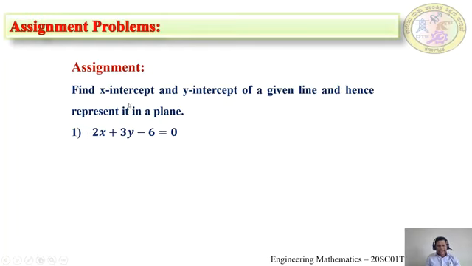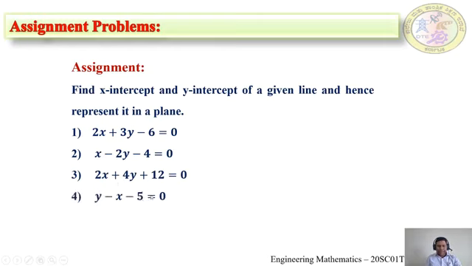You can observe: find x-intercept and y-intercept of a given line and hence represent it in a plane. We have solved four problems and shown them. I have given the same four problems of the same type. Each intercept pair also comes in a different plane. So you can try this. First one is 2x plus 3y minus 6 equal to 0. Second one is x minus 2y minus 4 equal to 0. Then 2x plus 4y plus 12 is equal to 0. And y minus x minus 5 equal to 0. You are observing these things. These problems are also very easy. You can solve them very easily.